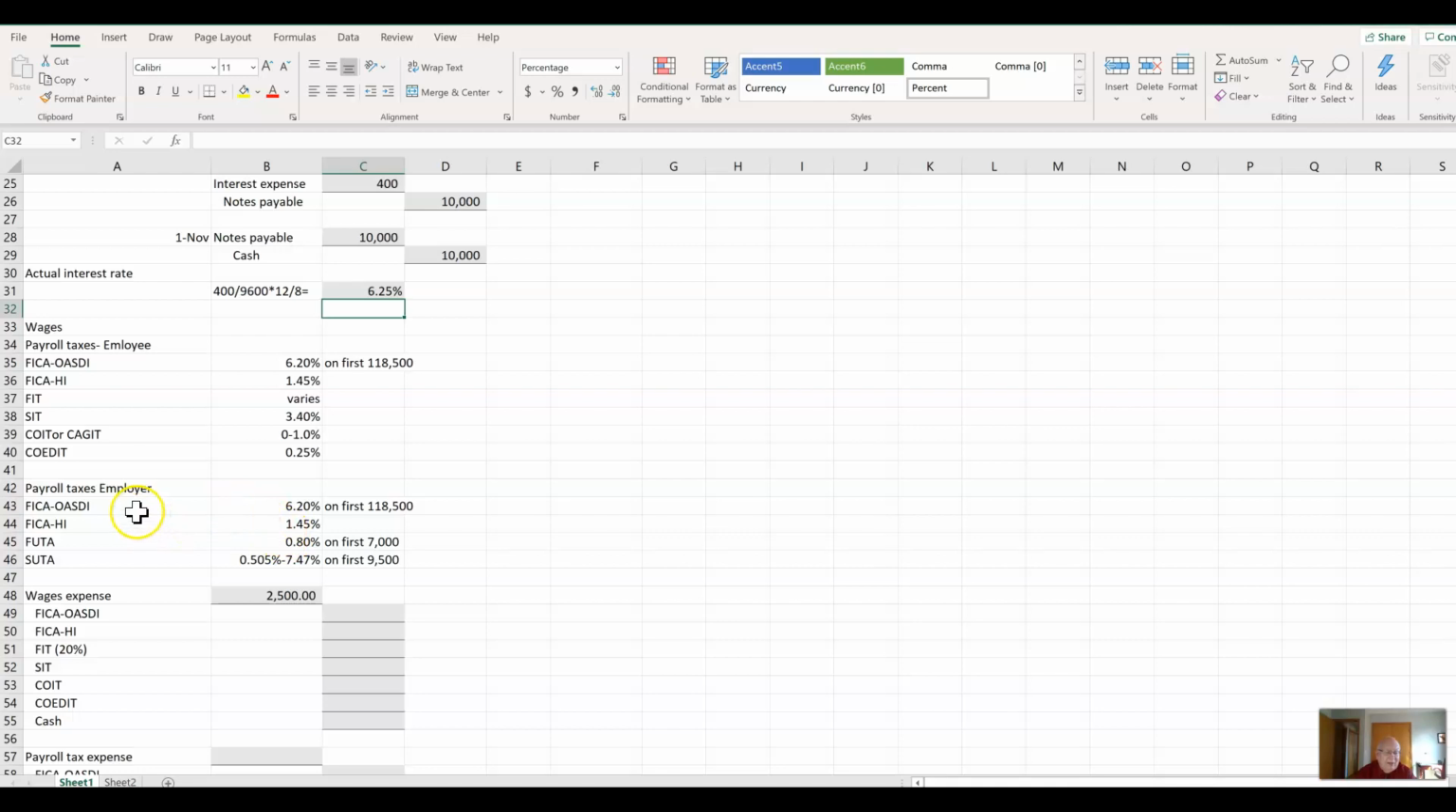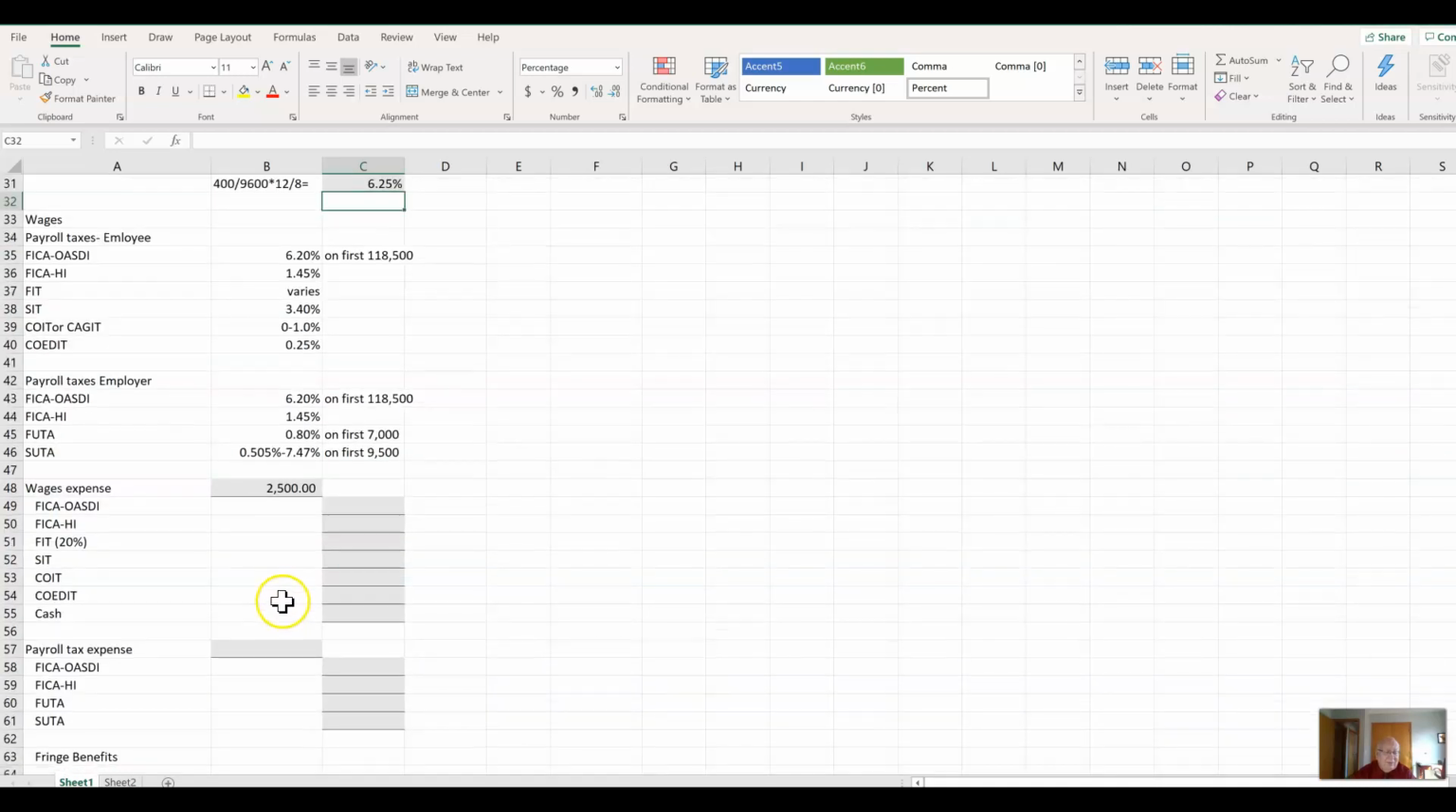And then the employer has to pay also the 2 FICA taxes, and they also pay federal unemployment tax and state unemployment tax. And state unemployment tax for Indiana is on the first $9,500, and it varies between those two amounts. So let's assume that we have wages expense and the taxes are all there. Nobody's over the limit of $2,500. So your journal entry would be wages expense for $2,500. Your FICA taxes would be the $2,500 times the 6.2%.